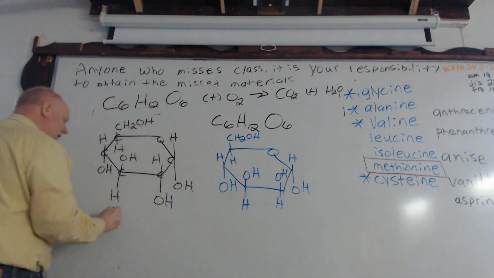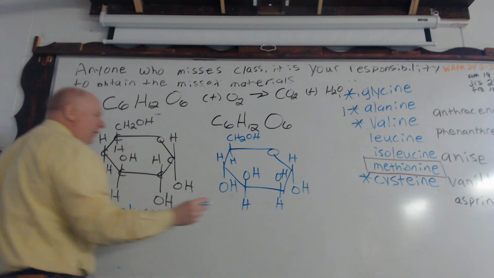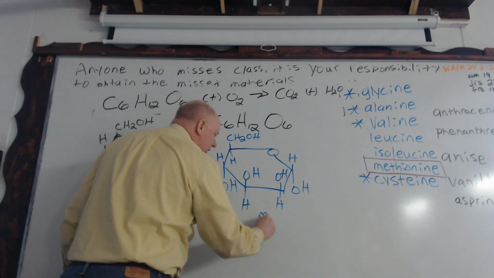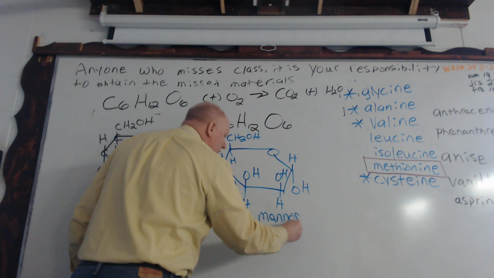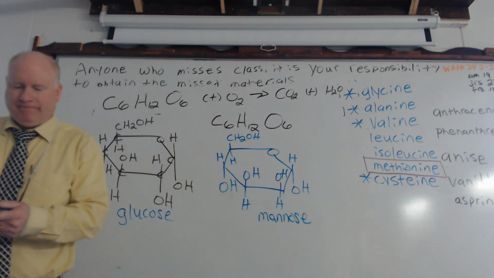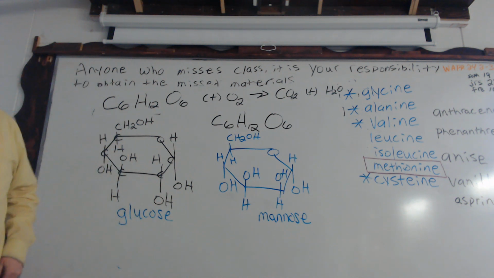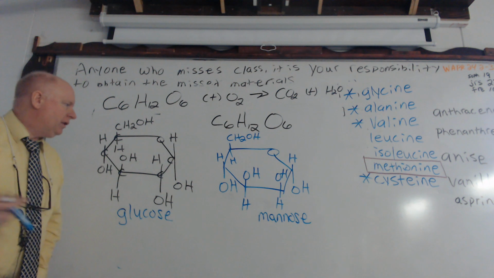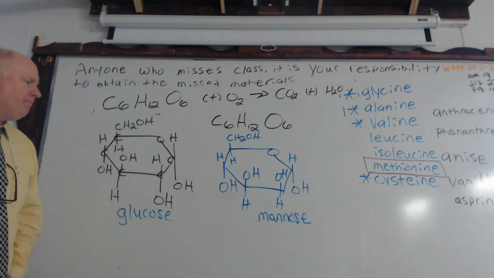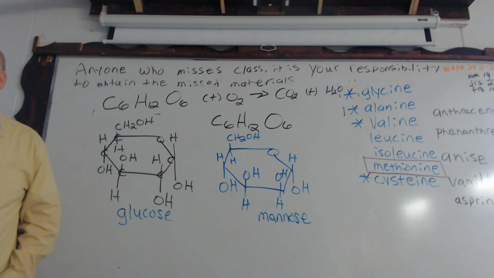Because this, remember, is called glucose. This is actually called mannose. No, mayonnaise is a colloid. Okay. So if you hook these two together, which you could, that's where you get the disaccharide maltose.